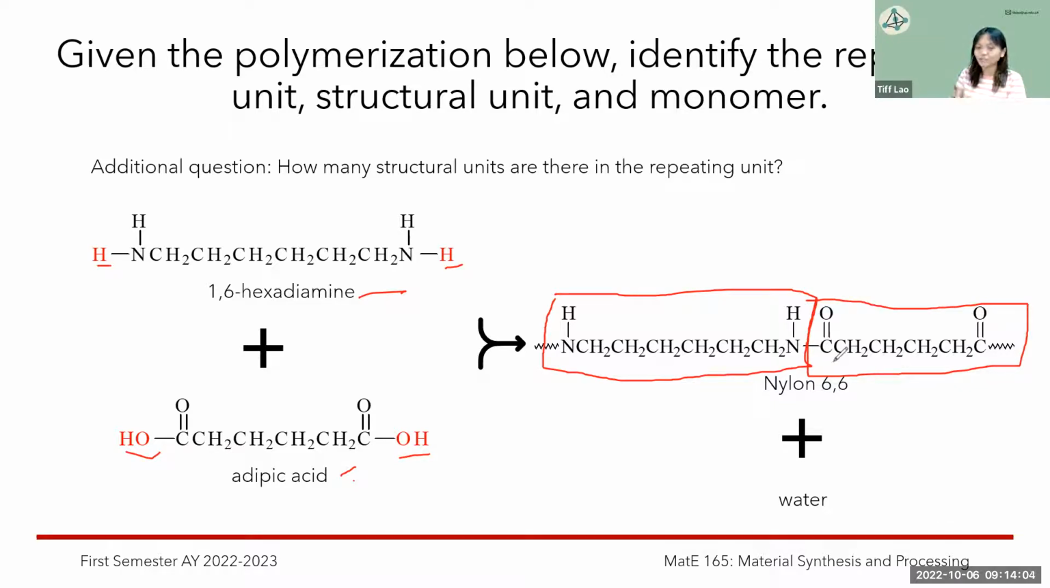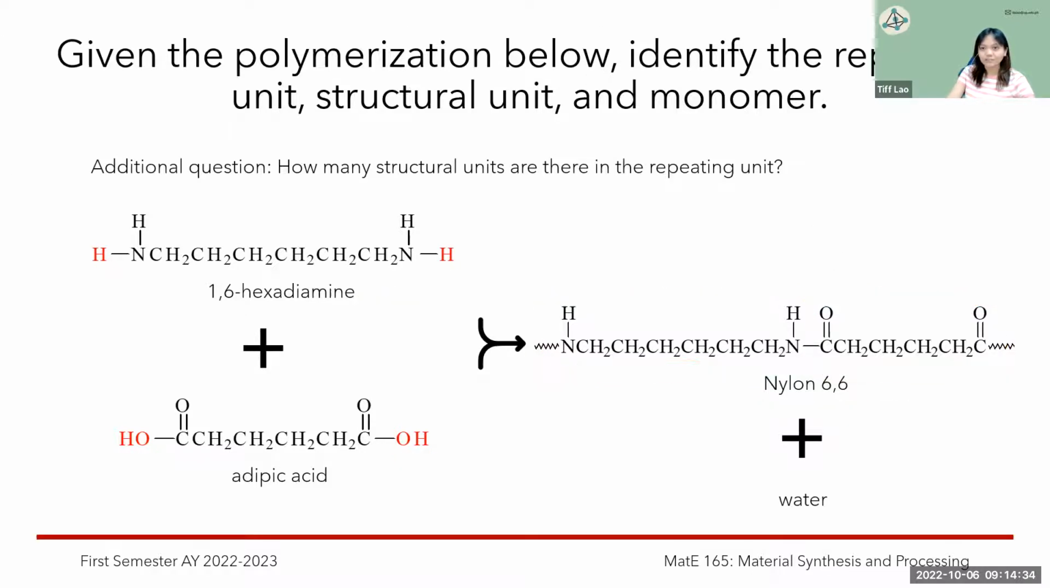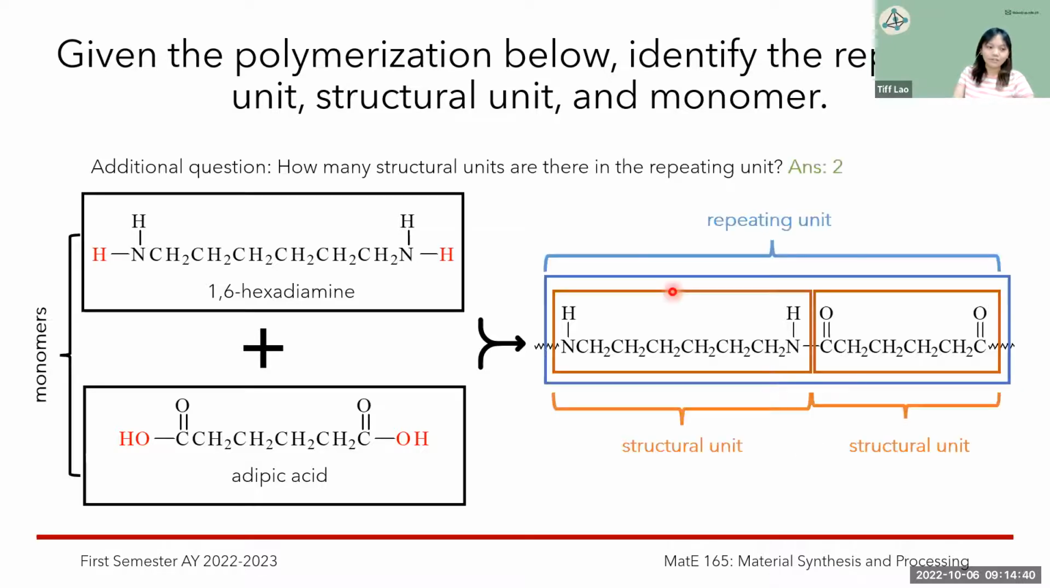Correct. Structural units. So kapag nag-combine itong dalawang structural unit, anong tawag dito? Itong malaki. Repeating unit. Good job. And if ika-copy paste natin yung repeating unit, ano yung kabuuan? Polymer. Ayun. Tapos yung polymer pala na ito, yung tawag dito ay nylon 66. So, in summary, ito lang yung sagot. Nandun yun sa module na binigay ko.